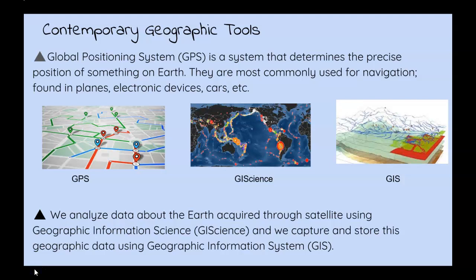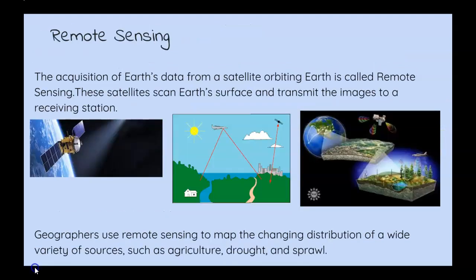We can analyze data about the Earth acquired through satellite using geographic information science. Under that umbrella, we capture and store this geographic data. Through GIS, a map is created by retrieving a number of stored objects and combining them to form an image. Information is stored in layers, but when laid on top of each other, a map can include countries, bodies of water, roads, and names of places. GIS maps are much more complex.